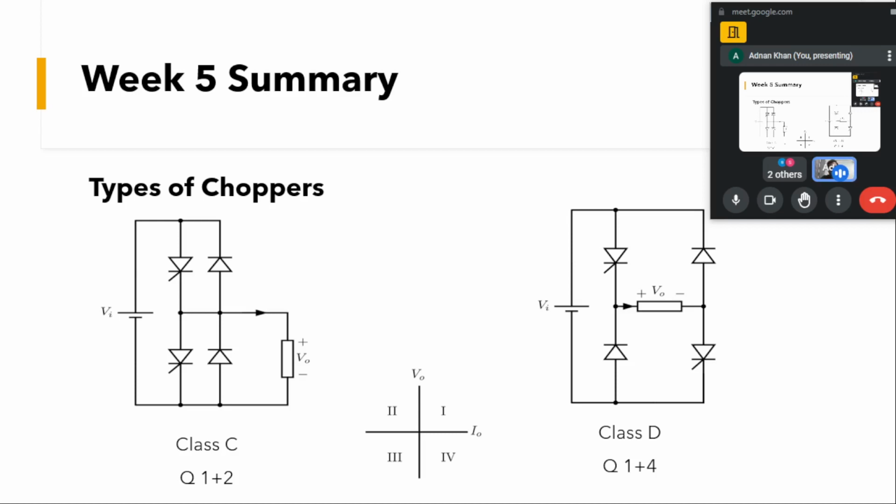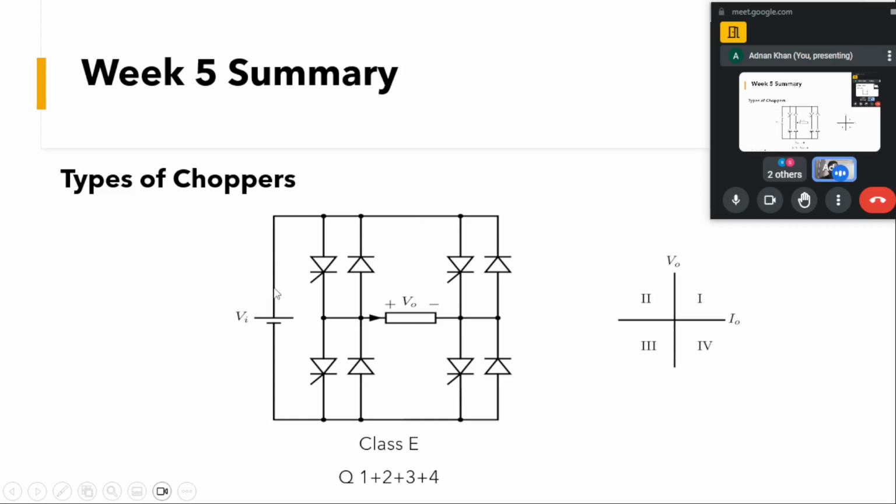And now we want to see if we can have a topology where we have both positive and negative polarity for the voltage, as well as positive and negative current. We'll see that kind of topology and that kind of chopper. In this topology, we have an RLE kind of load. Here the voltage can be both positive as well as negative.